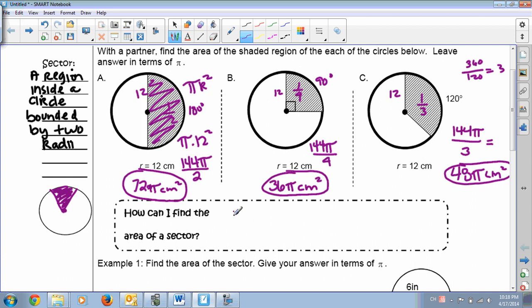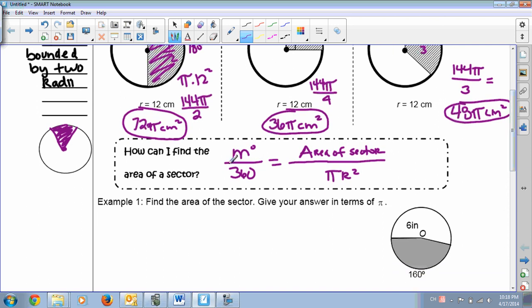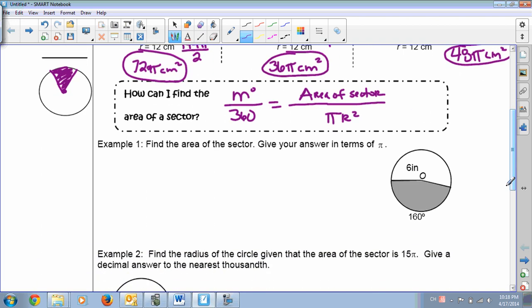So what we do is we take the measure of our angle, or the measure of our arc, and divide it by 360, and we make that equal to the area of our sector divided by the area of the whole circle, which is pi r squared, because that's the formula for the area of a circle. So our measure of our arc divided by 360 equals the area of our sector over pi r squared. So it's just a proportion, kind of like a percent proportion, but instead of a percent, we're doing degrees out of 360.